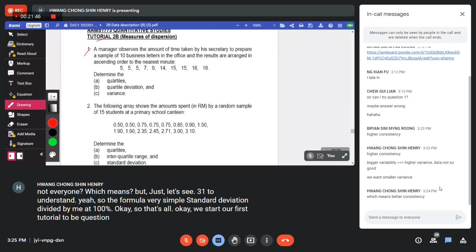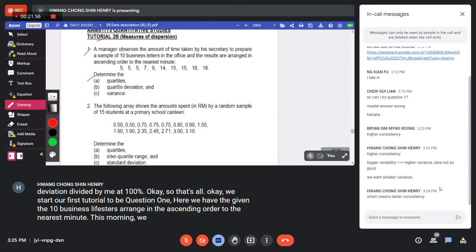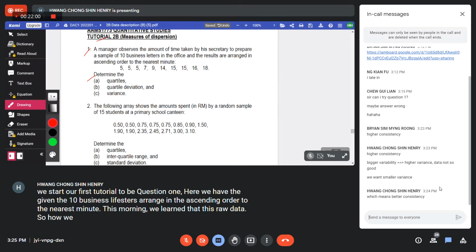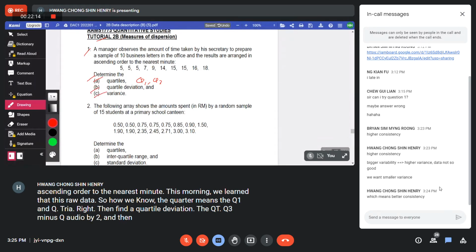Question 1. Here we are given 10 business letters arranged in ascending order to the nearest minute. This morning we learned that this is raw data. So how do we know the quartiles? Quartile means Q1 and Q3. Then find the quartile deviation, the QD, Q3 minus Q1 divided by 2, and then find the variance.